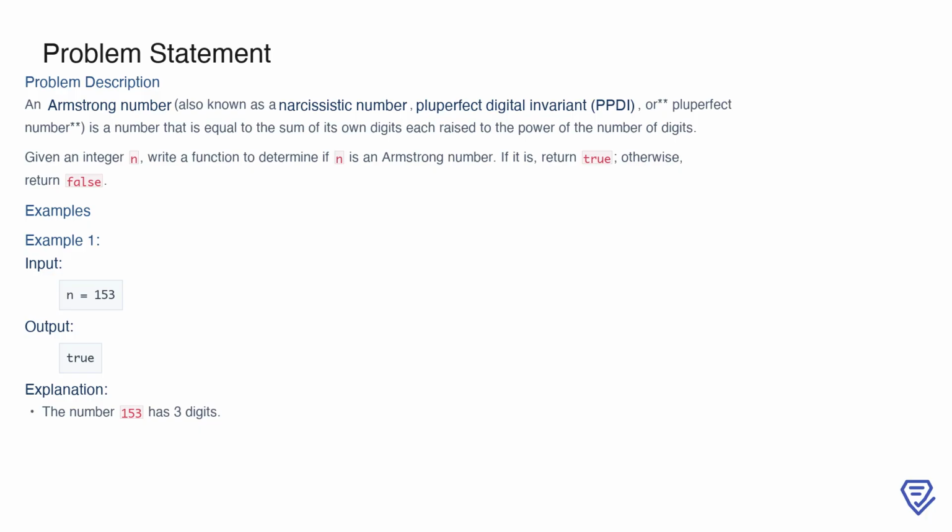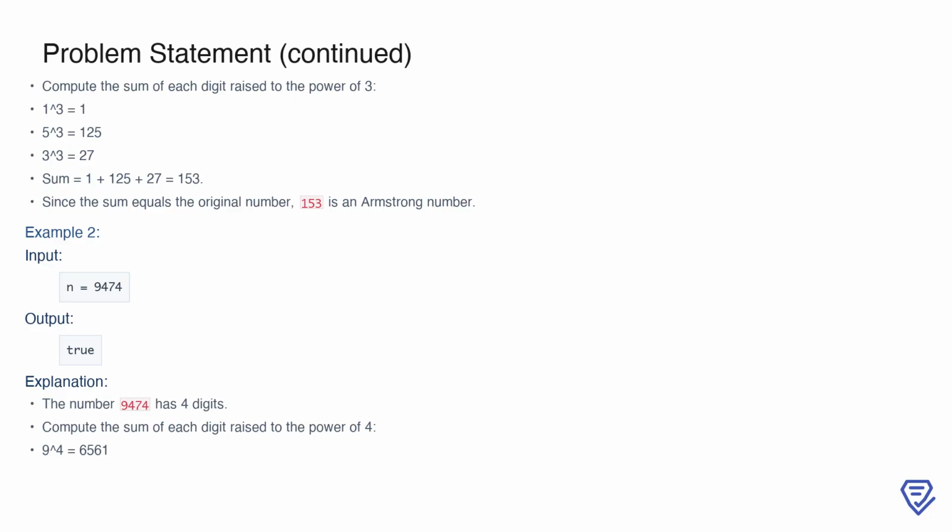For the input n equals 153, we first note that this number has 3 digits. The goal is to compute the sum of each digit raised to the power of 3, and check if this sum matches the original number. Breaking it down, we calculate the individual contributions of each digit of 153 raised to the power of 3.